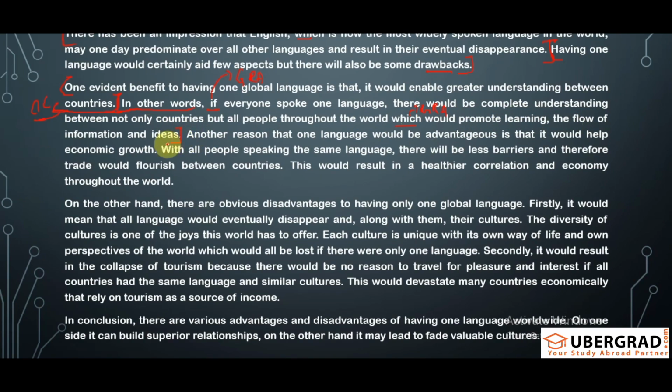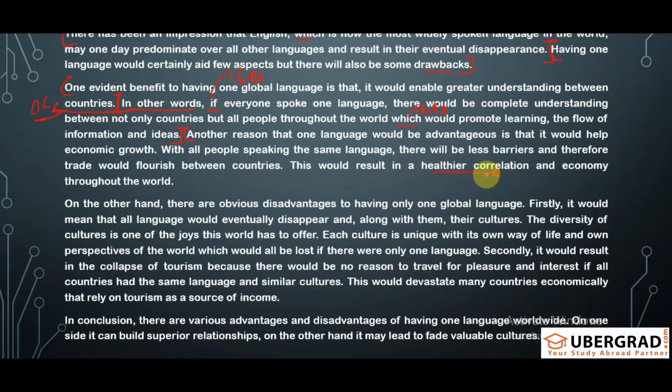Another reason. So now this is the support indicator used over here, right? Moving from one advantage to the second advantage. Another reason that one language would be advantageous is that it would help economic growth. With all people speaking the same language, there will be less barriers and therefore trade would flourish between countries. This would result in a healthier correlation and economy throughout the world.